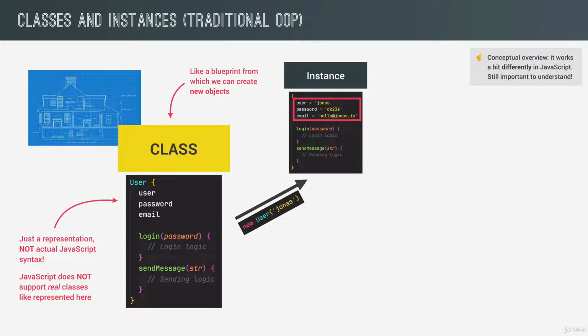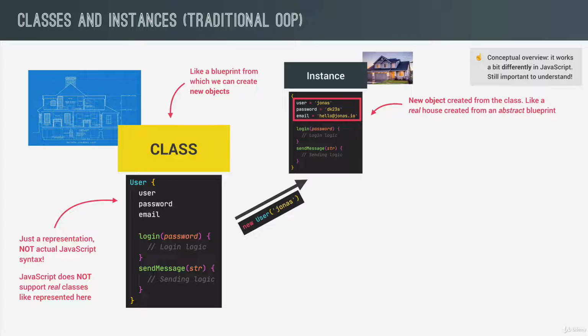Now we call all objects created through a class instances of that class. So again, an instance is a real object that we can use in our code, which was created from a class. And the class itself is not an object. All right? So back to the blueprint analogy from earlier, this instance is like a real house which was created from the abstract blueprint created by the architect.